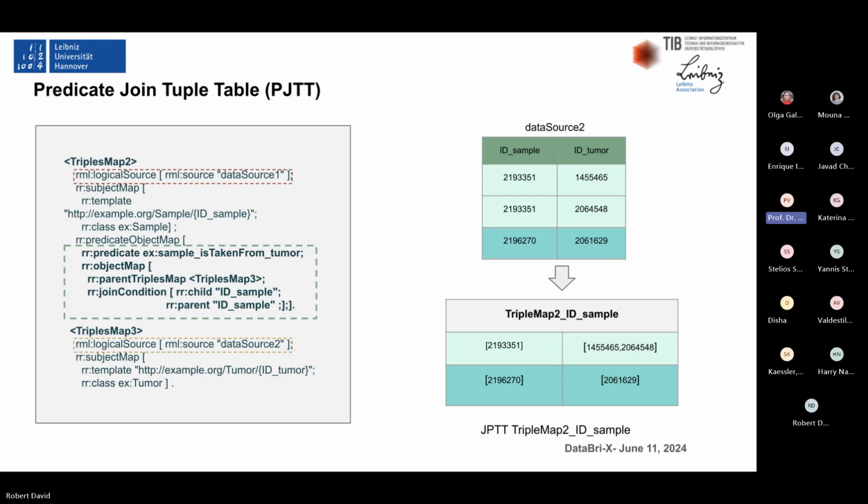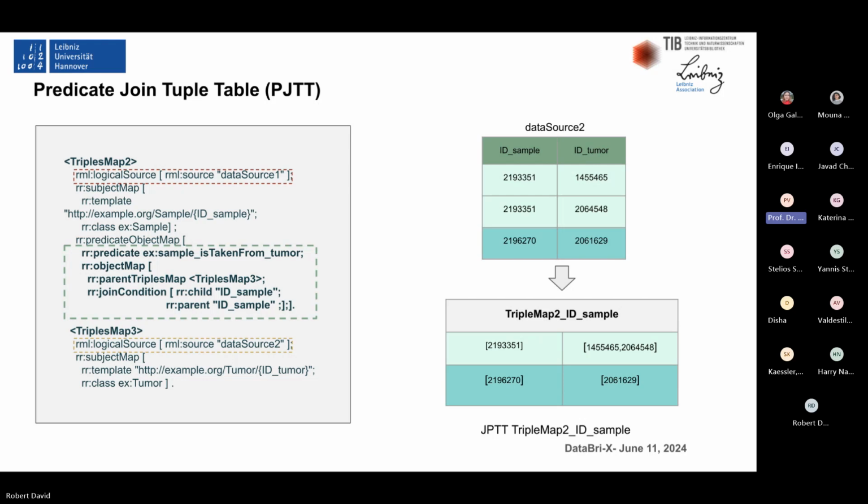So for example, in this case, you could see that for the ID sample 2193,351, we have these two values. And for the 2196,270, we have only one.